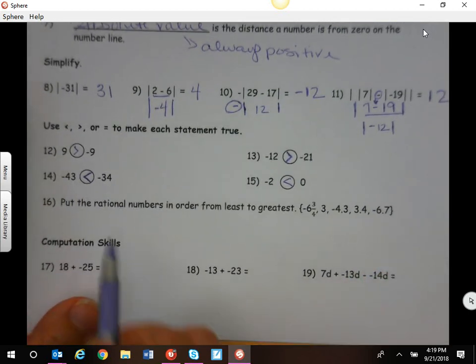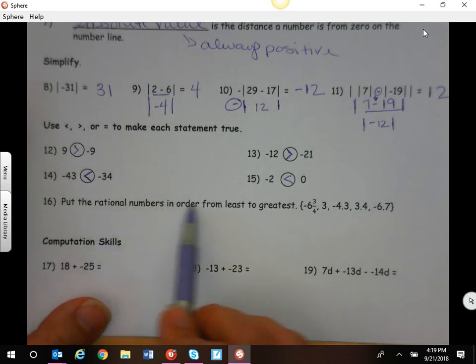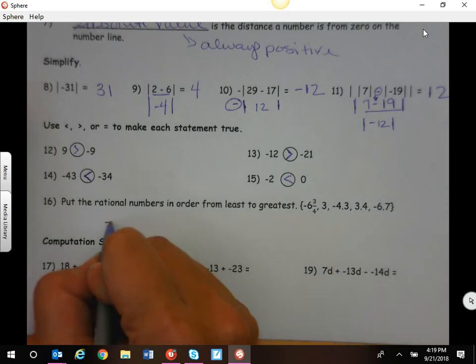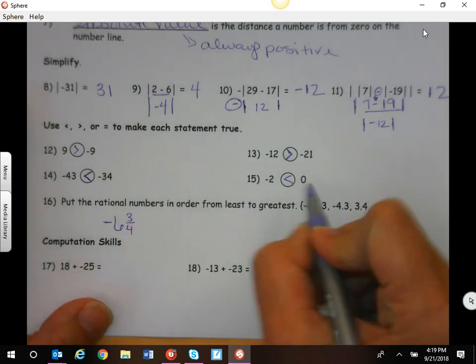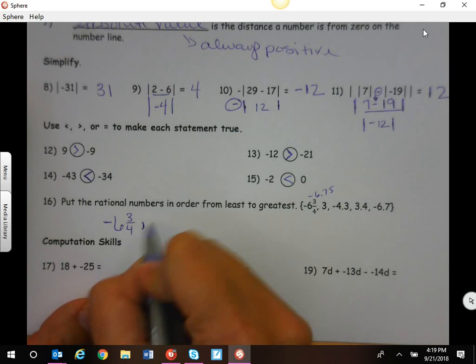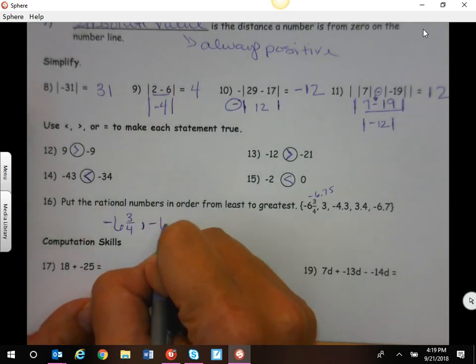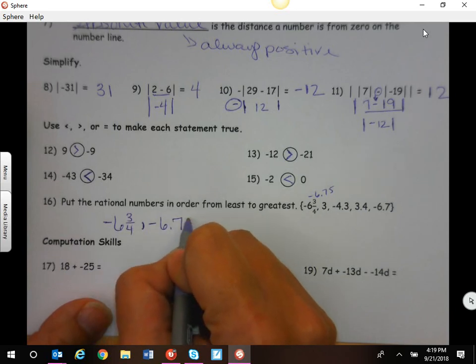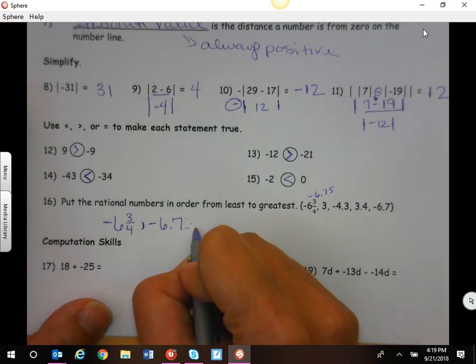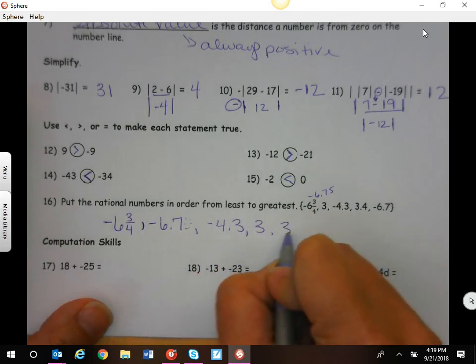But I changed this. We talked about this in class. I used the wrong vocabulary word, and you were great about letting me know that. This should have said rational numbers in order from least to greatest. He said negative 6 3/4, which is negative 6.75. So if you owe $6.75 to someone, that is going to be further to the left than a negative 6.7, which you could put next to 0. And then we had negative 4 3/10, positive 3 and 3 4/10.